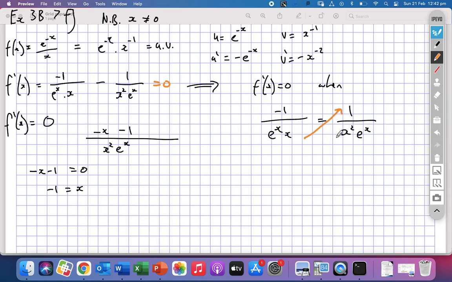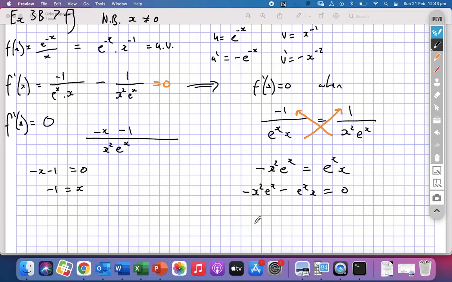So times both sides. You can do that in one step. So times both sides by e to the x on x, and times both sides by x squared e to the x. You get your cross multiply step. e to the x, subtract that from both sides.